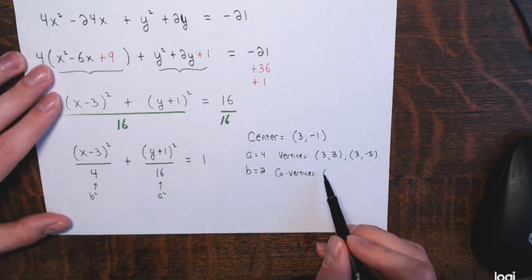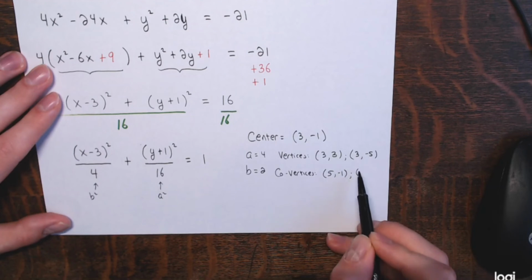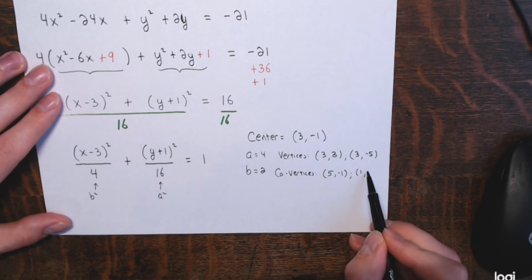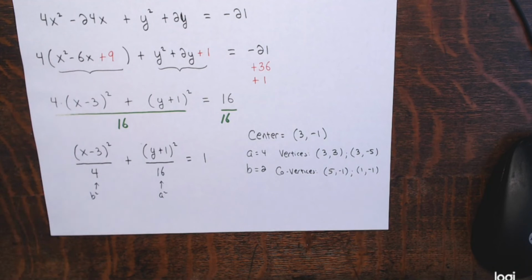So the co-vertices, 3 plus 2 is 5, so you got 5, negative 1, and 3 minus 2 is 1, so 1, negative 1, right? There are the co-vertices, and those are also solutions of the equation. You can plug those values in and see that they make the equation a true statement.